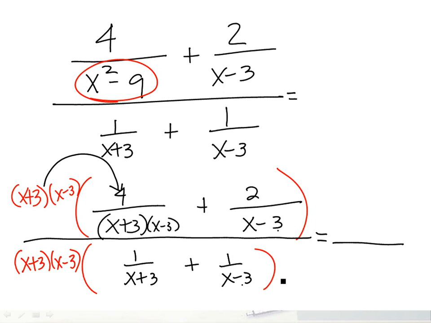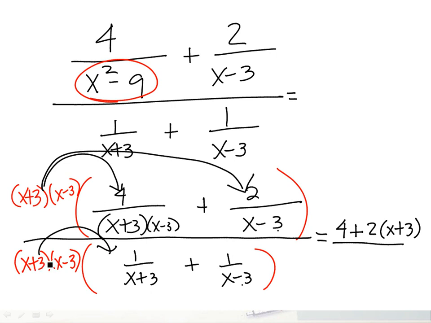So I put 4 here, got a plus sign in the middle. If you multiply this times 2 over x minus 3, what would cancel? Just the x minus 3's, but you'd still be left with 2 times x plus 3. Alright, in the bottom, you've got to distribute again. The x plus 3's will cancel, and you only have x minus 3, because x minus 3 times 1 is x minus 3. And again, distribute. The x minus 3's will cancel, and you have plus x plus 3.